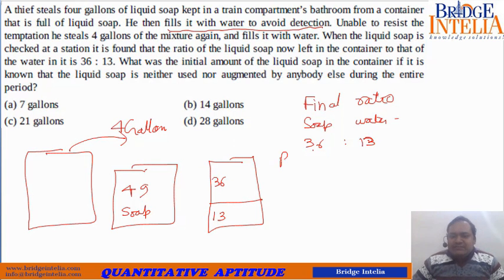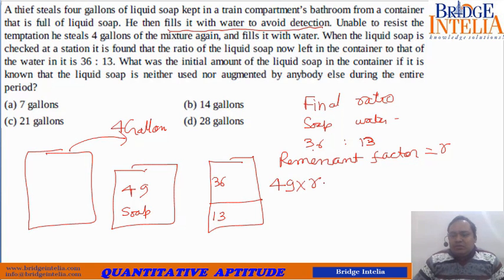So let's think in terms of remnant factor. Remnant, that means the factor that you allow to remain behind. Remnant factor to be equal to R. It means beginning from 49, you did this 2 times, 49 into R squared, and then you realize that only 36 gallons of soap remains finally. So if you solve this, R is equal to under root of 36 by 49. So R comes out to be equal to 6 by 7, because R square is equal to 36 by 49.